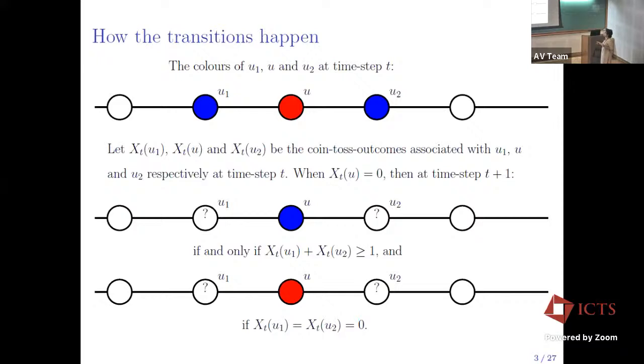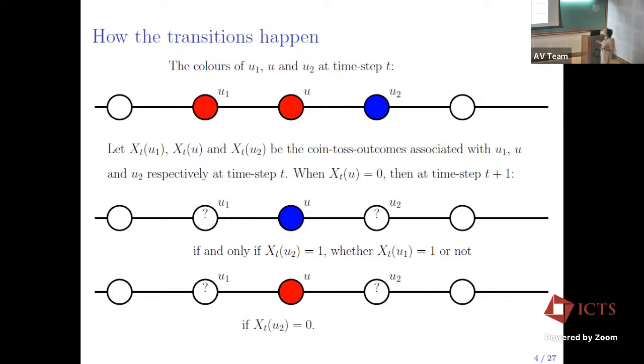If both of these coin tosses, u1 and u2, result in failure, then the proportion of blue successes is also 0 and the proportion of red successes is also 0, so the former does not strictly exceed the latter, which is why u will then retain its red color. So this is the way the update happens.